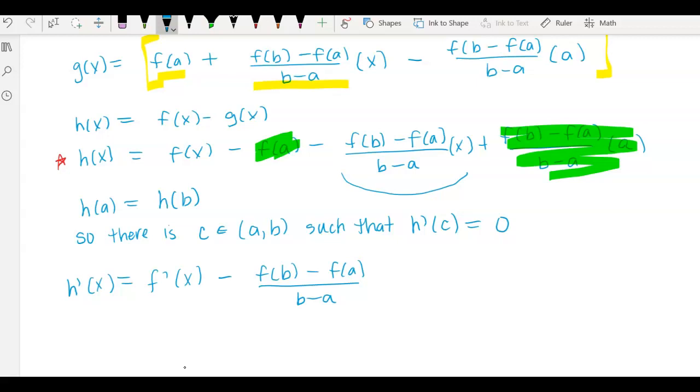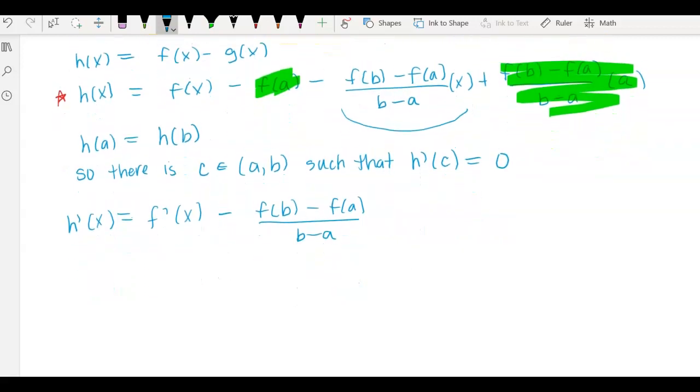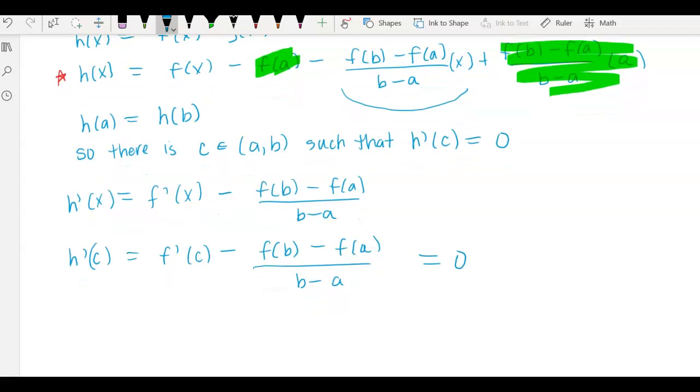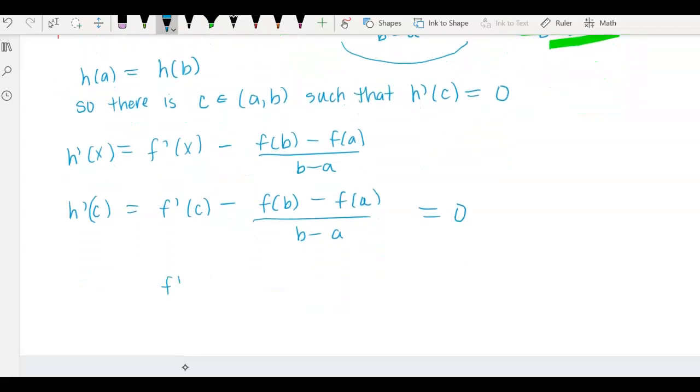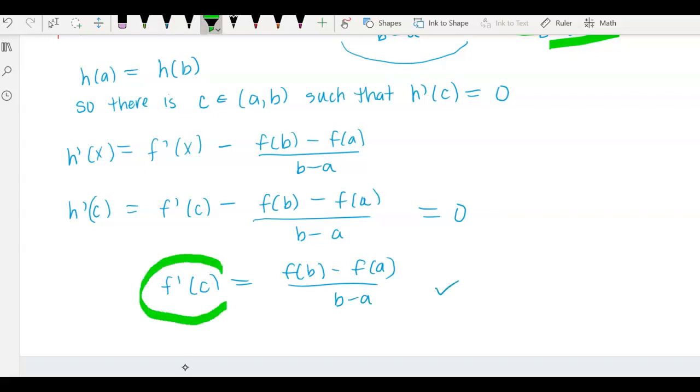So the derivative of h ends up simplifying quite nicely. Now let's evaluate it at the point c. H prime of c, plugging c in for all of our x's, and we know that this has to equal 0. So then we can say that f prime of c equals f of b minus f of a over b minus a, which proves that the derivative somewhere at that point in the interval is equal to the slope of the secant line.